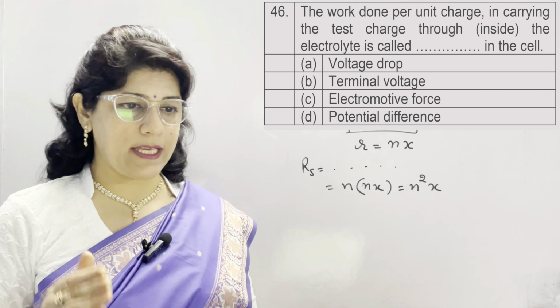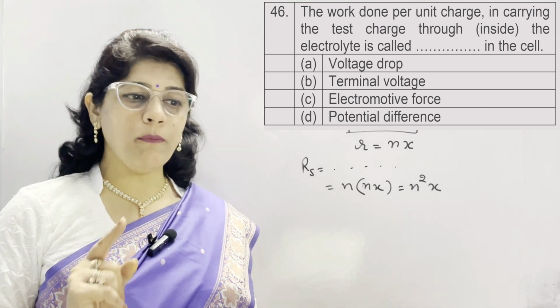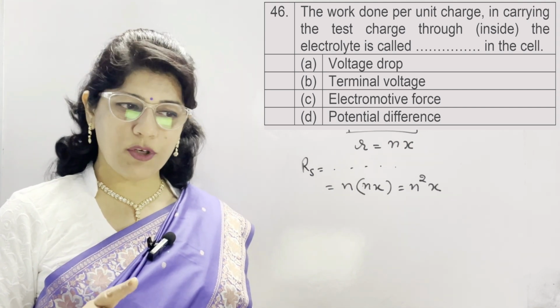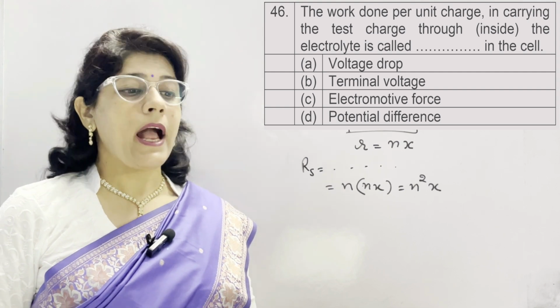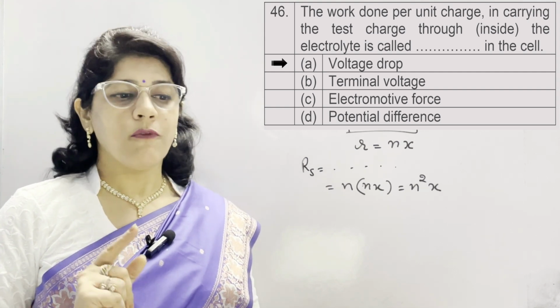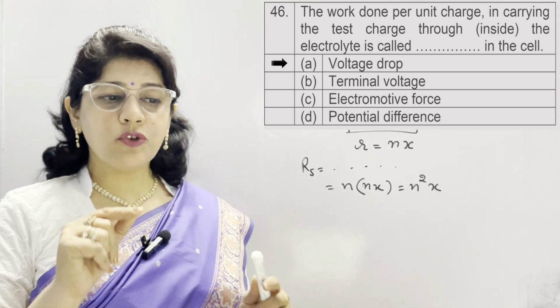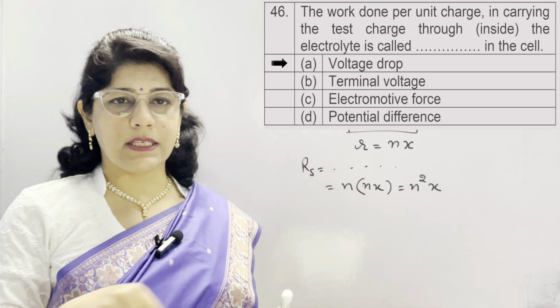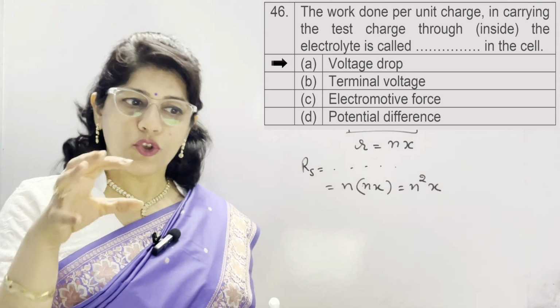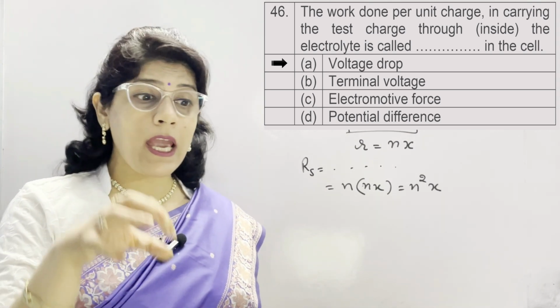In question number 46, the work done per unit charge in carrying the test charge through the electrolyte is called dash in the cell. A voltage drop, B terminal voltage, C electromotive force and D potential difference, and the correct answer is A voltage drop, because in carrying the test charge through the electrolyte means inside the cell. So voltage drop वो होगी जो इलेक्ट्रोलाइट के अंदर सेल के अंदर हो जाएगी.